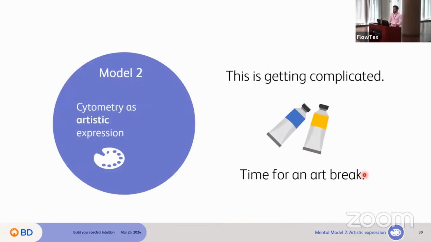Okay, so you may be thinking, that was a lot. It's still pretty soon after lunch, and that wasn't fair. We will take an art break now to think about this from another angle that maybe will help some of these concepts make some more intuitive sense.